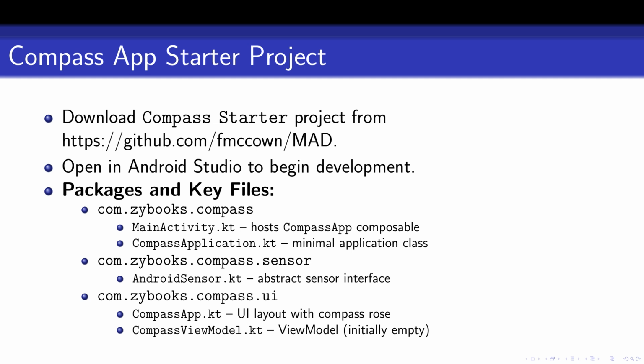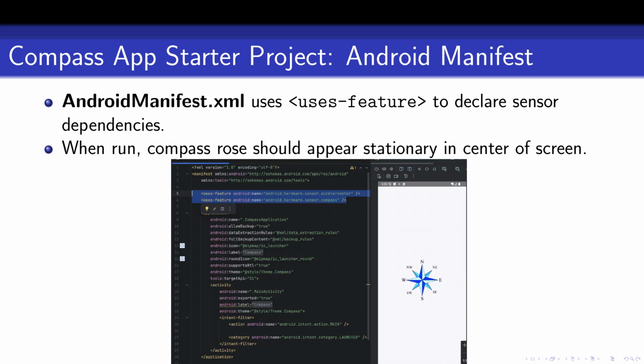To start building the Compass app, use the starter project available on GitHub. This project includes the basic structure for Android Studio, with organized packages for UI, sensors, and logic. You'll begin by adding your own sensor classes and implementing the app's Compass logic using existing skeleton files. The manifest file declares required features with uses-feature. This ensures the app only appears on compatible devices.